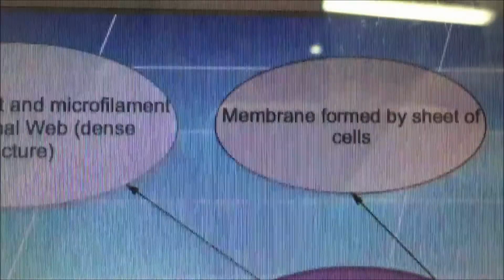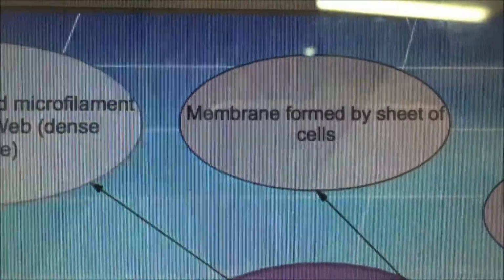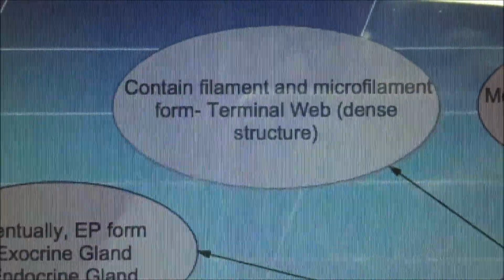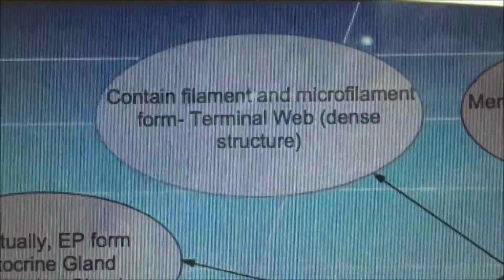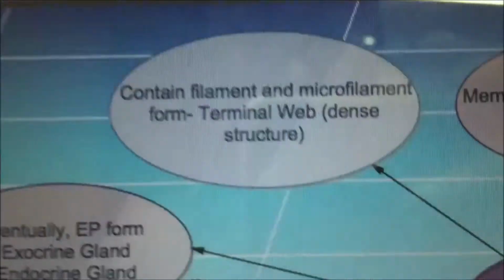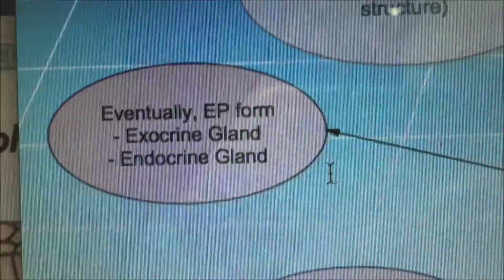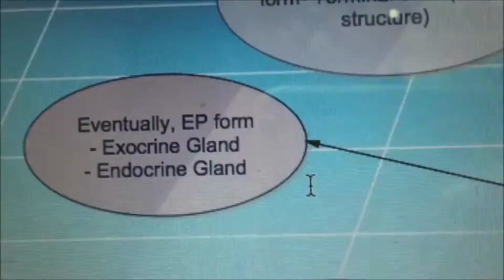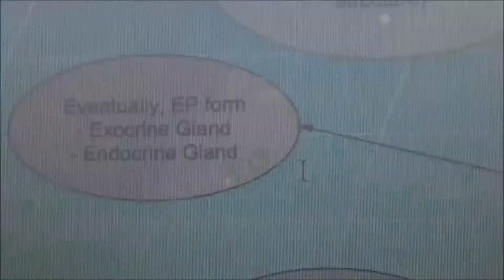Firstly, its membrane is formed by sheets of cells. Next, the epithelia contain filaments and microfilaments that form a dense structure called the terminal web. Lastly, epithelial cells will eventually form the exocrine gland and the endocrine gland.